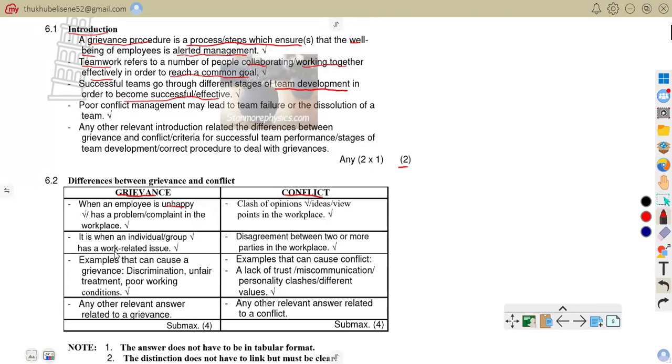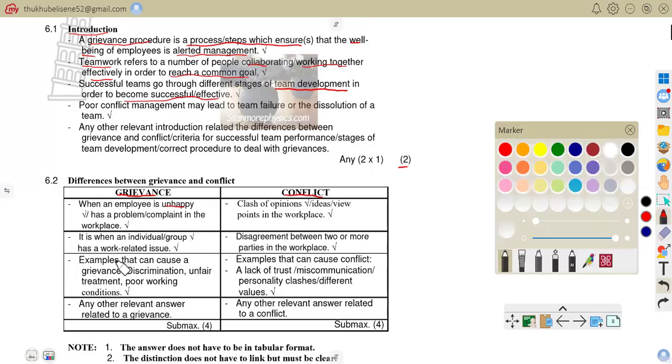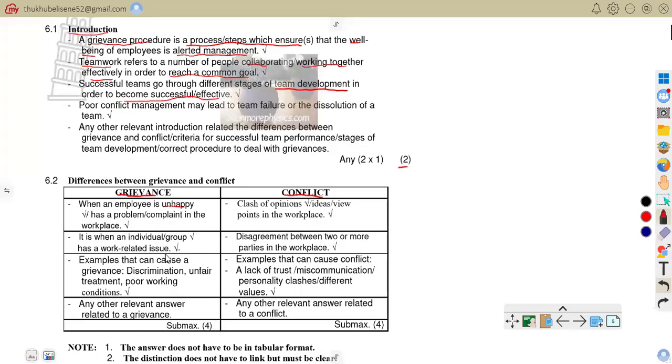When an individual or group has a work-related issue, that is called a grievance. There is something that is not okay that is happening. The organization is not safe, maybe in terms of toilets not being clean, things like that. You are not happy with such an issue, so we call it a grievance.